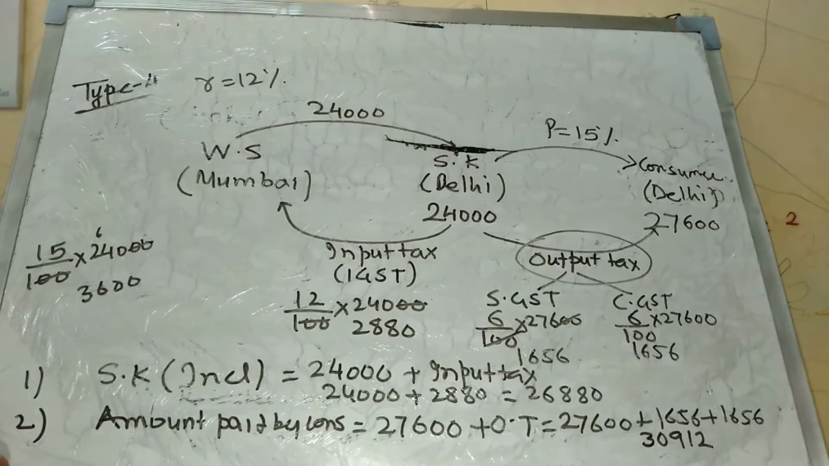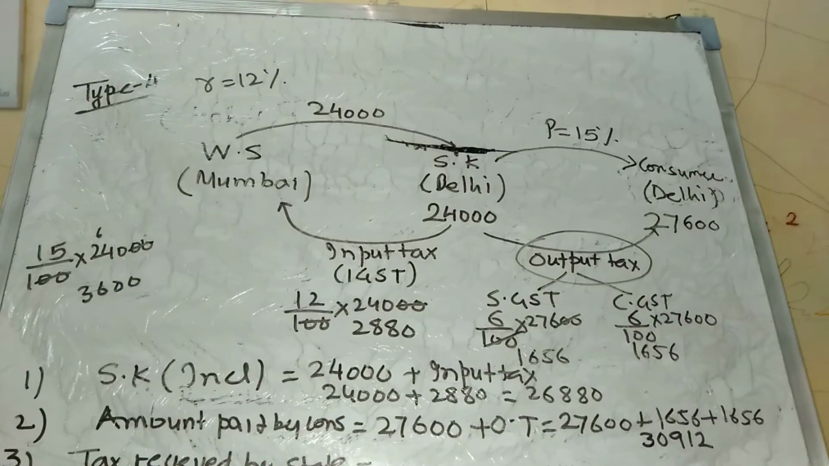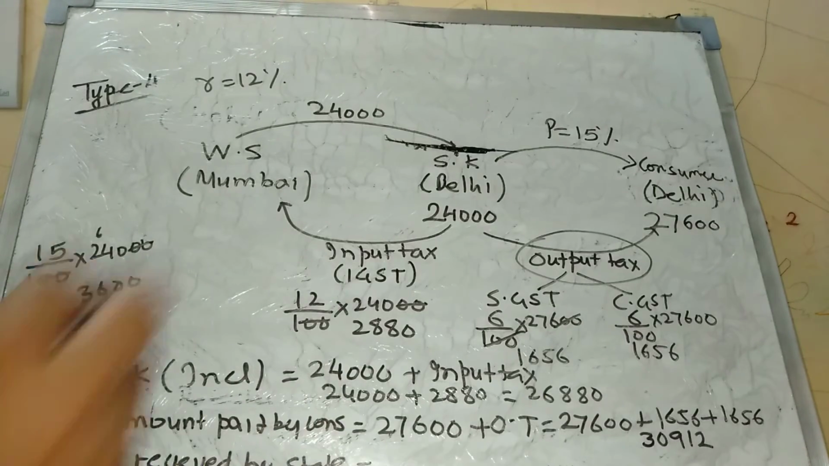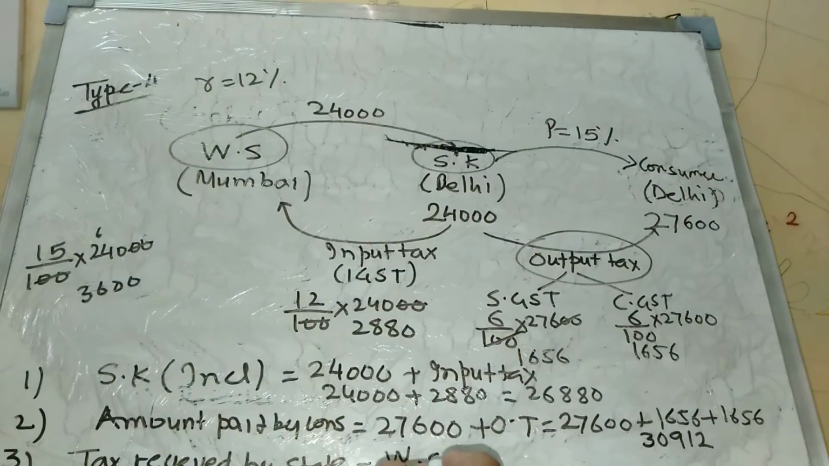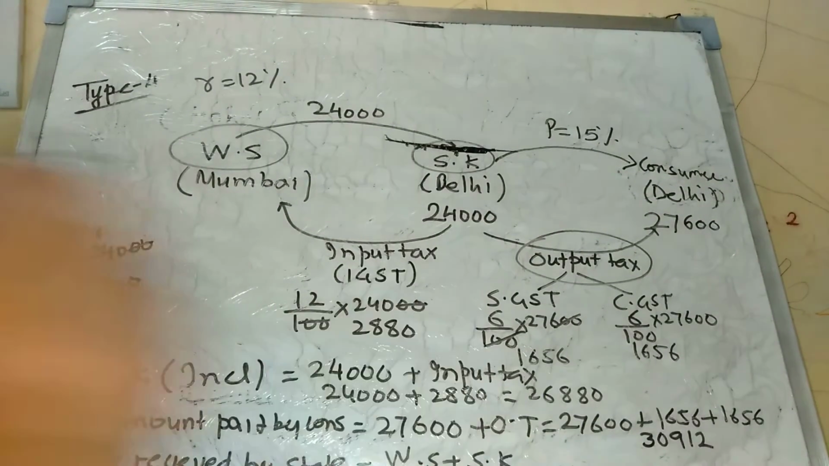In the third part, amount of tax received by the state government. As I told you, total tax received by the state government, only these two persons will pay tax, wholesaler and shopkeeper.